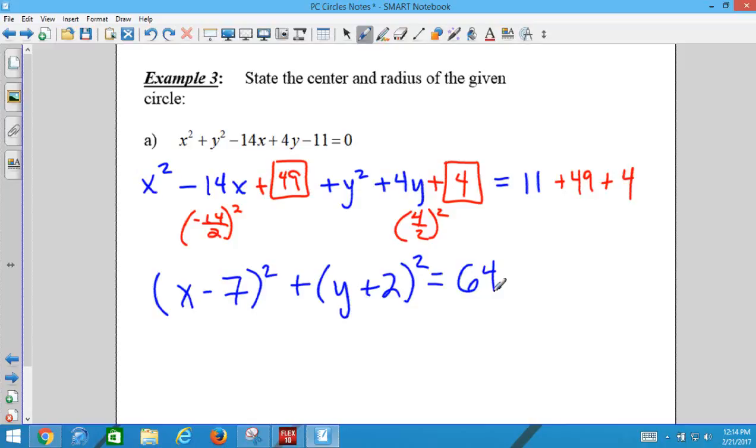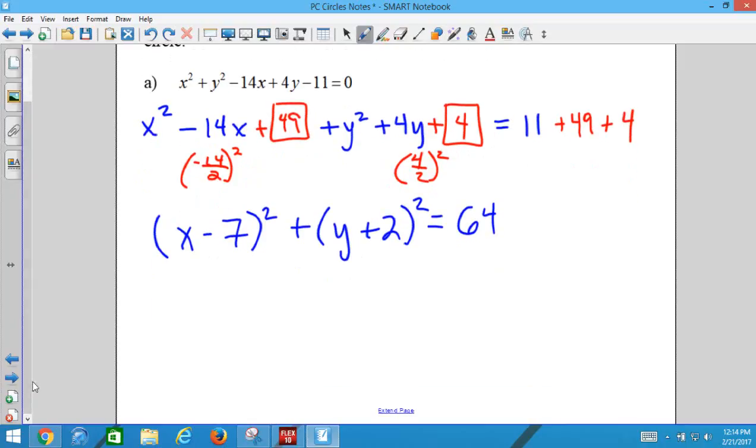So you're going to have to complete the square to be able to find the center and the radius. So my center is at 7, negative 2. And my radius is 8.